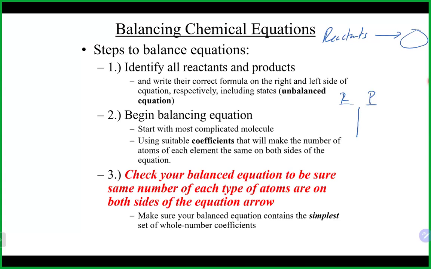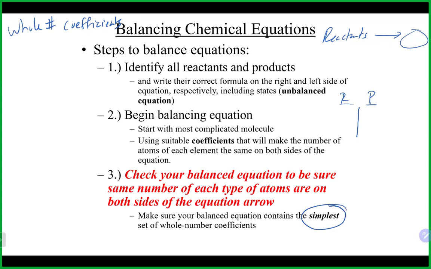The last thing that you should do is check to make sure that your equation is balanced. There are two things you have to make sure of when you are done balancing an equation if you want to balance it correctly. The first thing is they all need to be whole number coefficients. So in your balanced equation, you should have only whole numbers. There should be no decimals, no fractions. Everything needs to be a whole number in terms of the coefficient. They also need to be the simplest set of whole numbers.